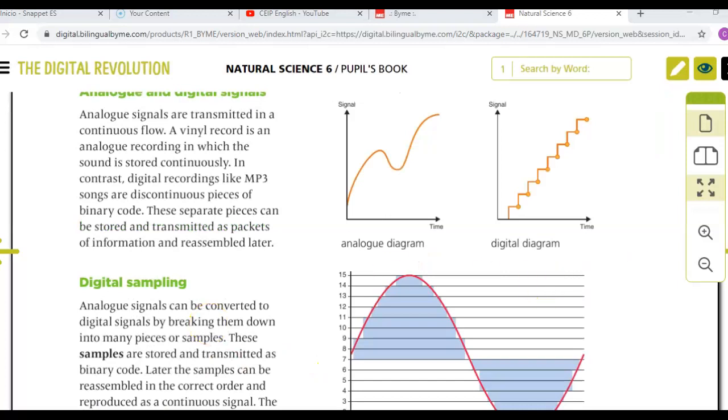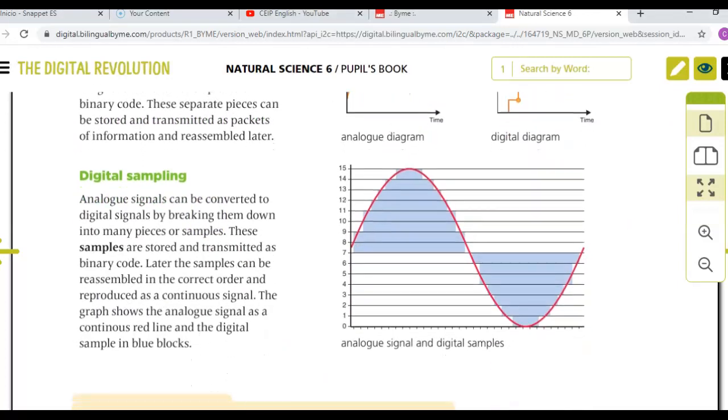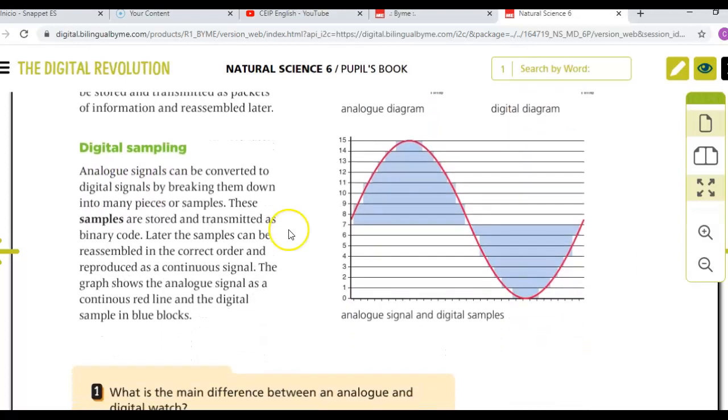And the next thing we are going to focus on is digital sampling. Analog signals can be converted to digital signals by breaking them down into many pieces or samples, as the packets that we were saying or read in the previous text. Okay, let's read this. It's very interesting.